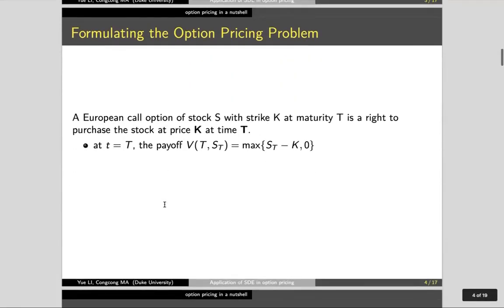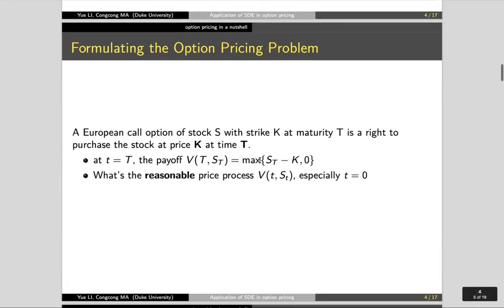With this market model defined, we then can define what it means to be a European call option. So a European call option of stock S with strike K at maturity T is a right to purchase a stock at price K at time T. So basically, at time t equals capital T, if the stock price is greater than K, then you can earn S_T minus K. Otherwise, you will not exercise this option, so you earn 0. Therefore, the terminal payoff structure is summarized by this maximum function.